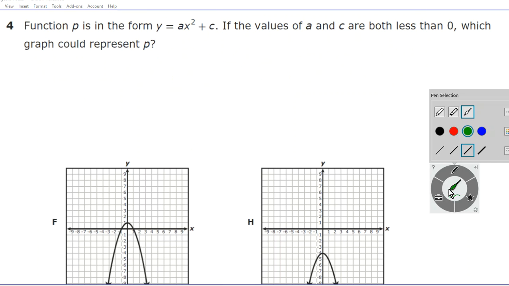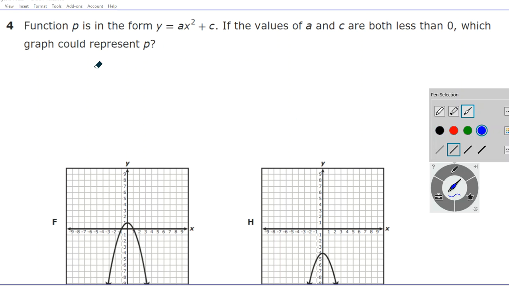All right, let's take a look at question number 4. It reads, function p is in the form y equals ax squared plus c. If the values of a and c are both less than 0, which graph could represent function p? Alright, so let's go ahead and talk a little bit about what kind of function this is and the kind of transformations that are applicable here.